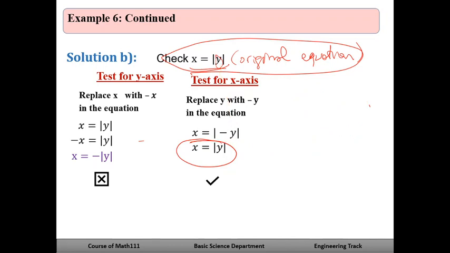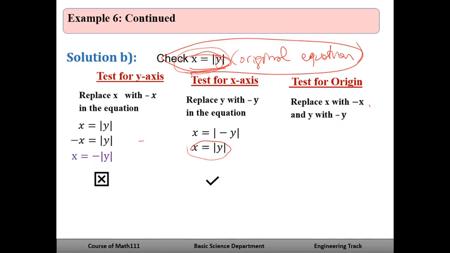So we get the symmetry for the x-axis. So it verifies the symmetry. It shows the symmetry because the new equation is all the same as the original equation. Now let's check for the origin. You replace x with minus x, y with minus y.